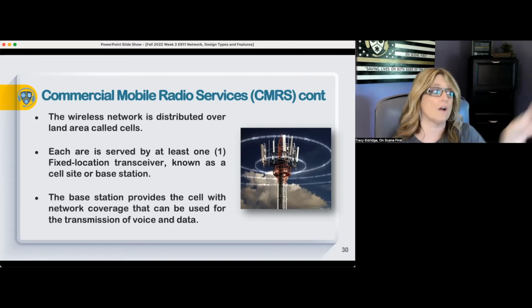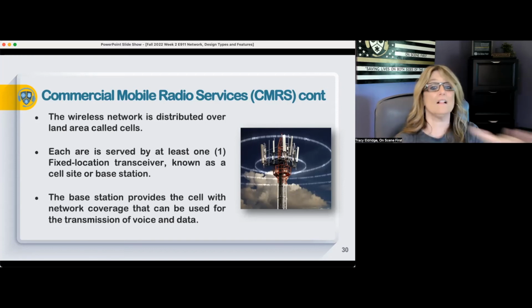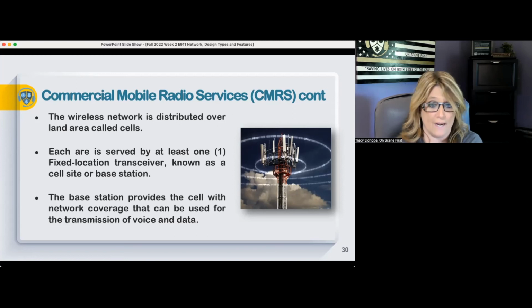So where do they cover? How far do they cover? How many cells are they covering?